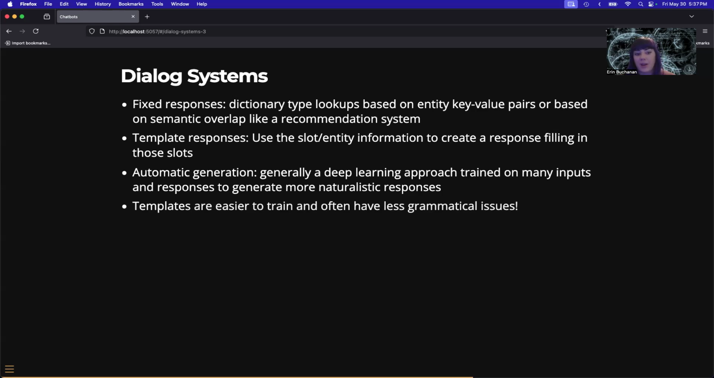Templates are easier to write and train. And they often have fewer grammatical issues because you've already pre-written the sentences. And that's usually where I tell people to start, because it will help you understand how to build and train bigger models. And so Rasa was one that we were using. It was like the second half of this lecture until they changed their system. So as far as I understand right now, some of their newer systems are paid for. So that's why it's not in this lecture anymore.